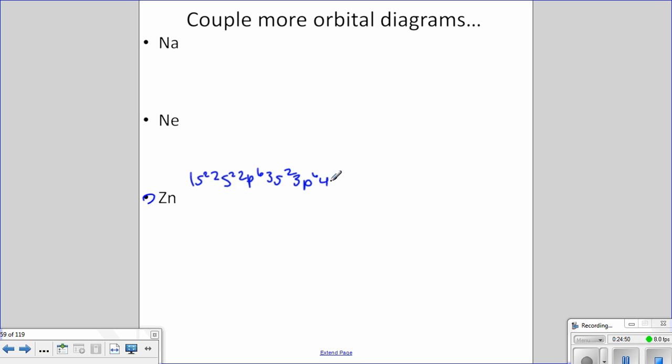3p6. 4s2, then we drop down to 3d. Count over all the way on zinc. Zinc's the farthest one on the right, so that's 3d10. So let's correlate this to our orbital diagrams one more time.